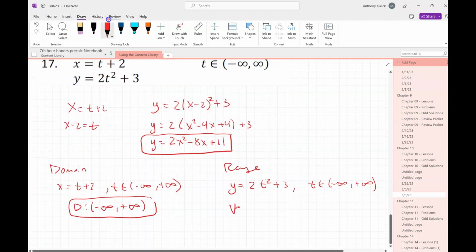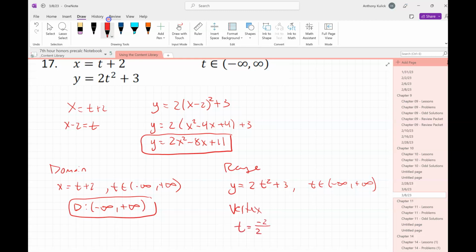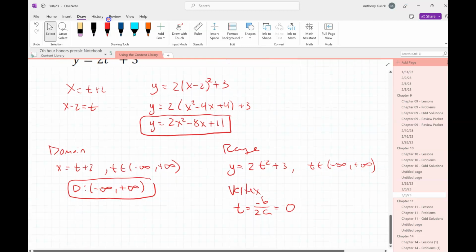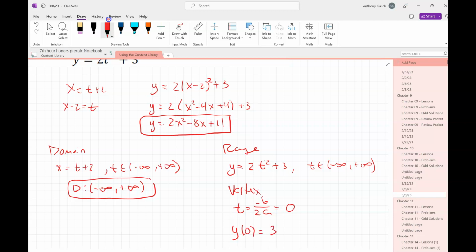So to figure out the vertex, I solve for t using negative b over 2a. So that's just going to be 0. And then y of 0 is 3. So my range should go from 3 to positive infinity.